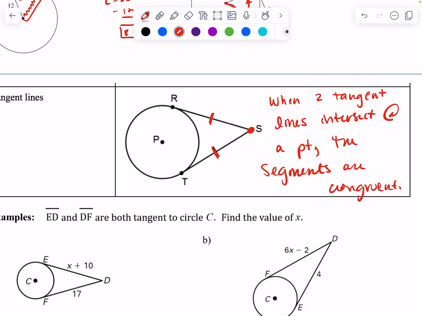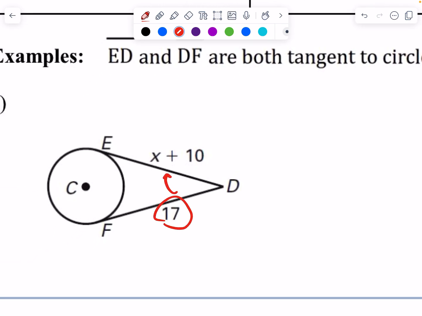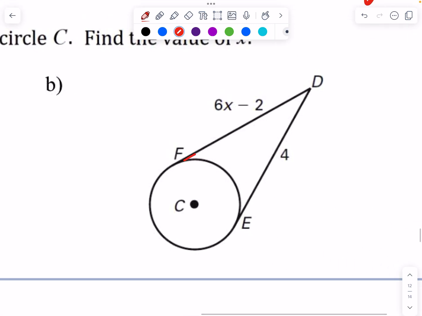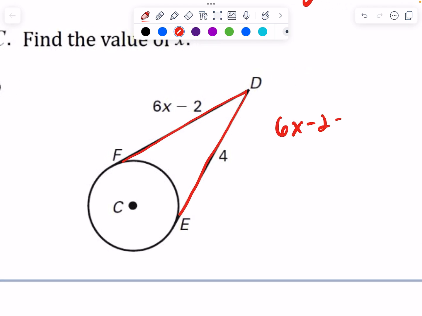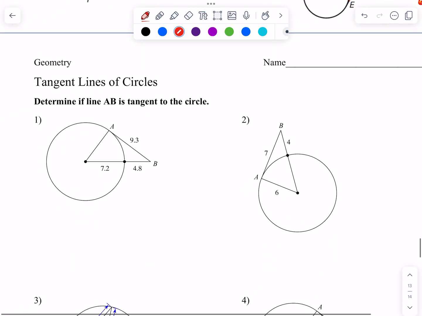So we're not really asking questions where you would tell me like if this is 17 and this is 17. This definitely is going to be more of an equation situation, so that you would have to set up the equation knowing that they are the same. So in this case, setting up that this segment right here is equal to this one. So therefore 6x minus 2 equals 4. Add 2. 6x equals 6. So x equals 1.